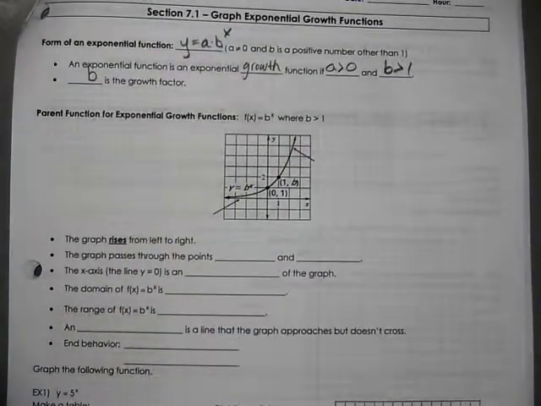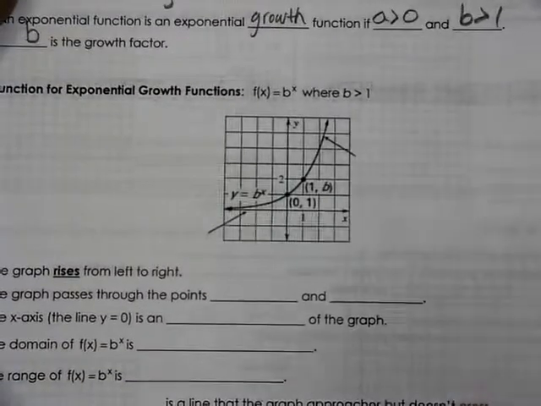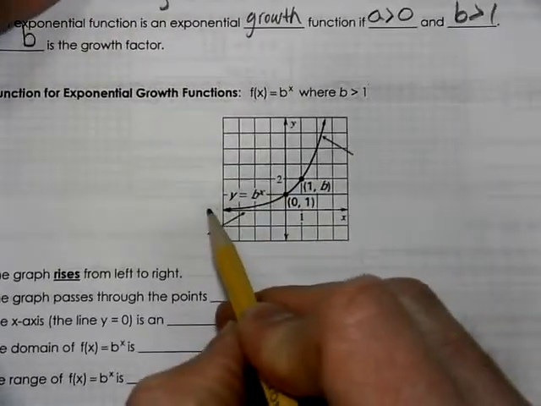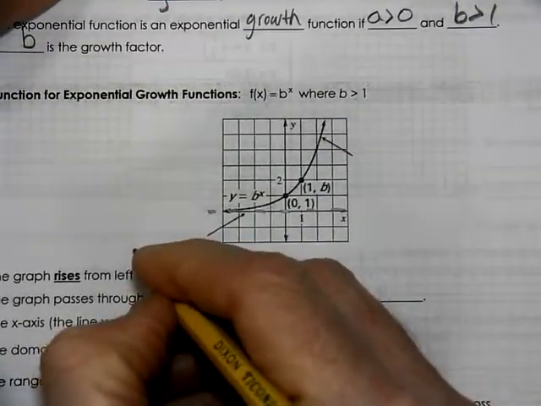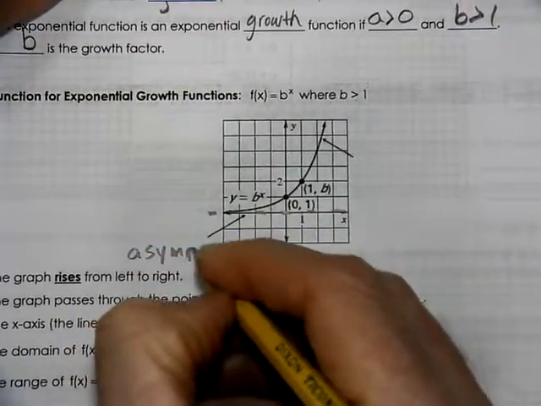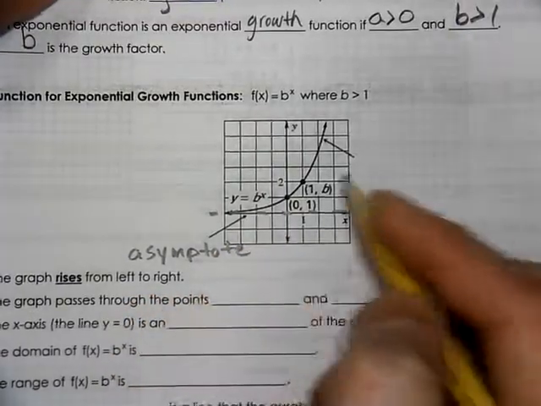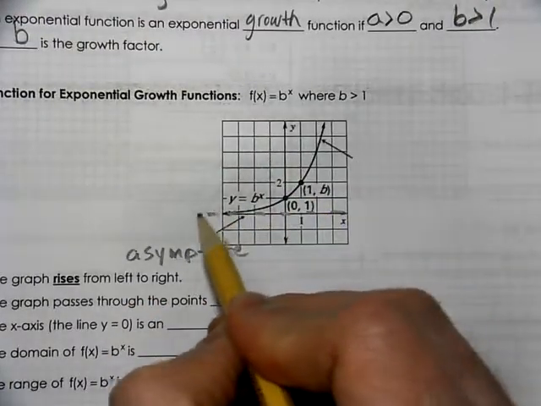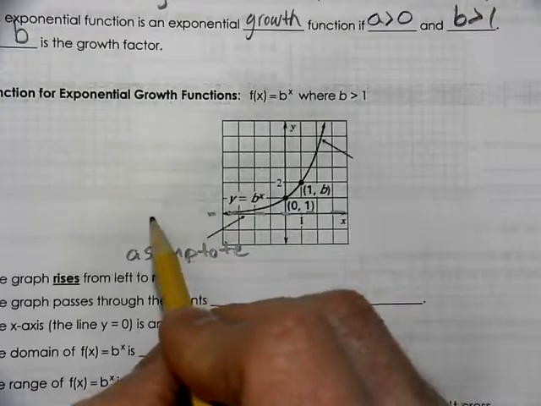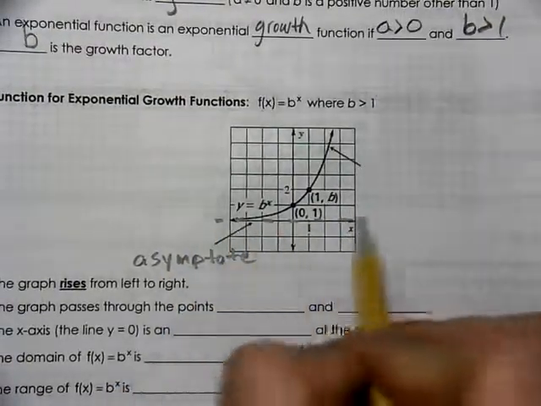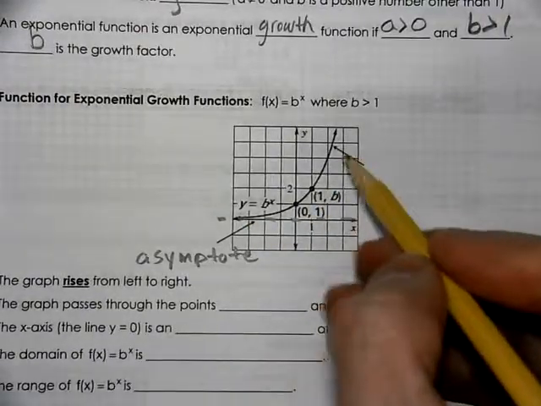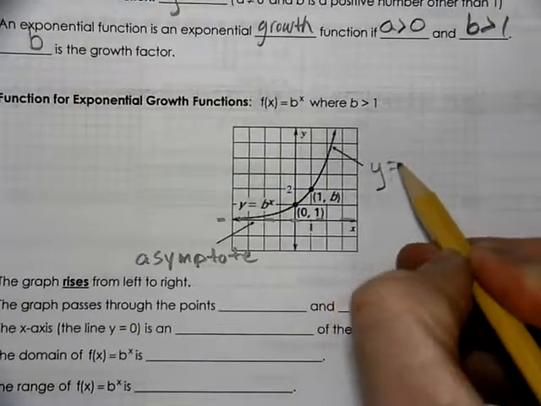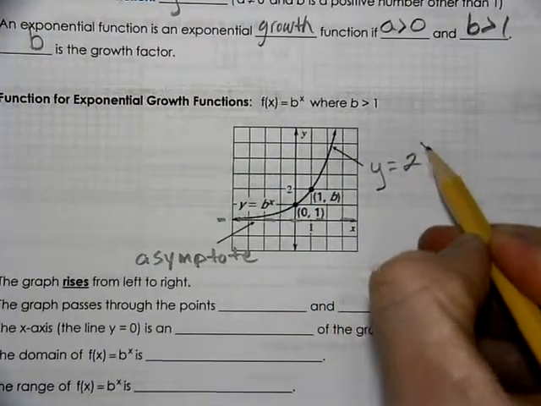When we look at the graph itself, we have this line that this graph approaches, and that line is called an asymptote. It's a line that the graph is going to curve and get closer and closer to, but at no point is it ever going to touch that. And that line right now is the x-axis, where y equals 0. When you look at this equation, we see y equals 2 to the x.